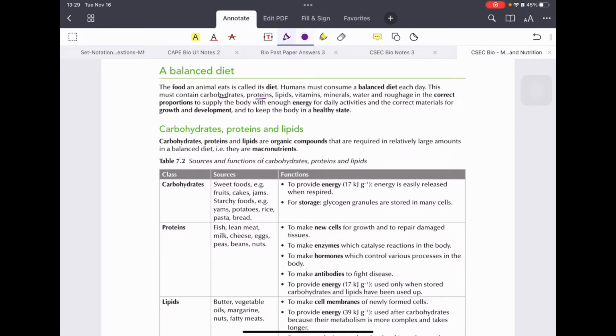Carbohydrates, proteins, lipids, vitamins, minerals, water, and roughage. Roughage is basically fiber. We learned about fiber just now. Fiber is basically food that cannot be digested, but it helps keep constipation away, right? It also protects against cancer and stuff like that, and we learned about that just now. So we need the correct proportions of all of these food groups here.